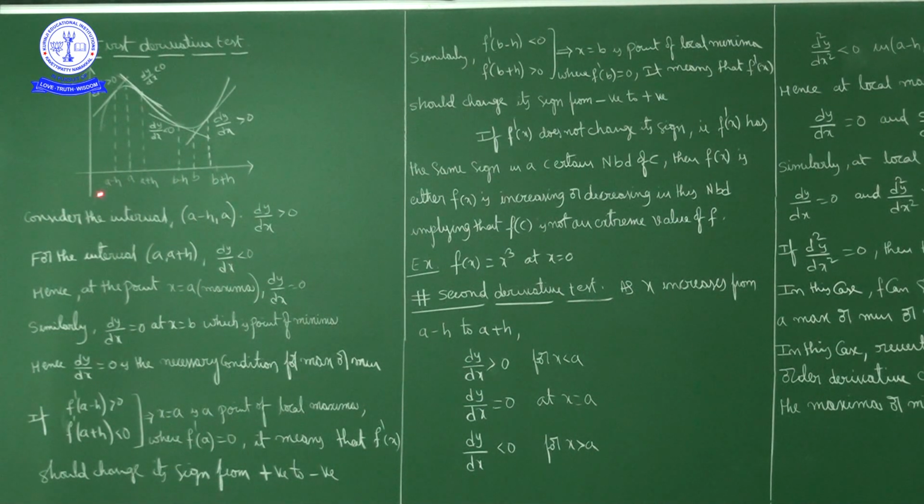a minus h means just below a, and a plus h means just above a. Now a minus h to a plus h is a neighborhood of a. Similarly, b minus h to b plus h is a neighborhood of b.